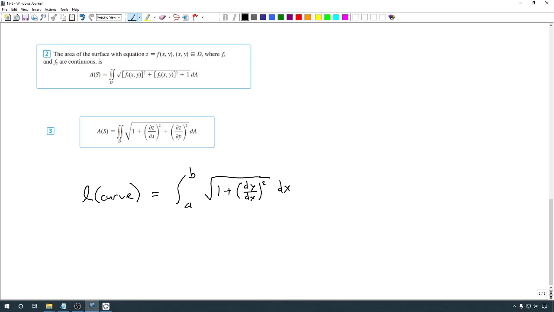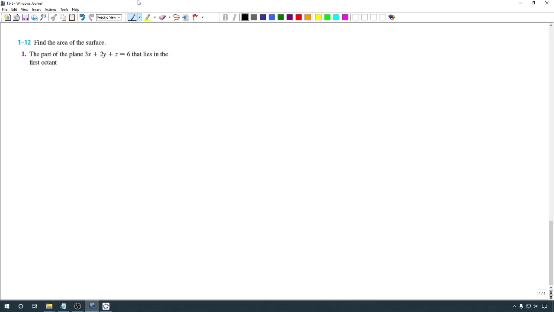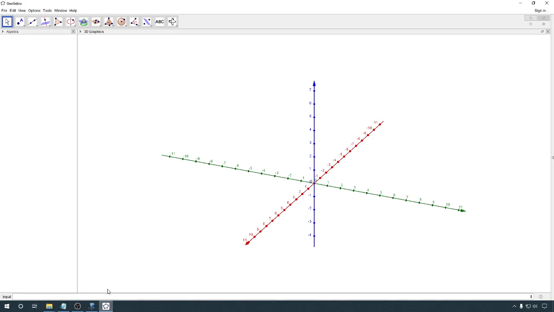Alright, so the main thing here for this section is that we have these formulas. Or really, we just have one formula for surface area that we're going to go ahead and apply. So let's just jump right into some examples. We'll go ahead and start off with problem 3. Here we're looking for the area of the part of the plane 3x plus 2y plus z equals 6 that lies in the first octant. Let's go ahead and graph that.